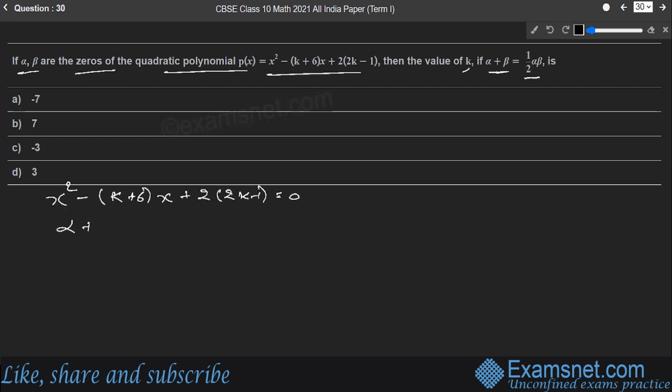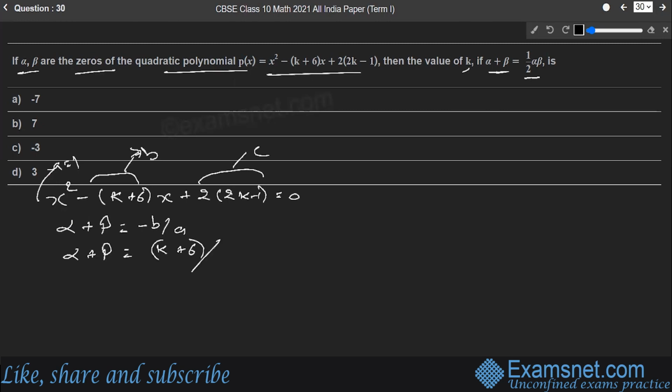So the sum of roots, that is alpha plus beta, can be given as minus b by a. Let us identify the a value. A is nothing but 1. The B value is this whole thing, that is minus (k plus 6). C value is nothing but the whole constant term. So alpha plus beta is coming out to be minus B, that is k plus 6, divided by the A value, which is 1. So it comes out to be k plus 6.